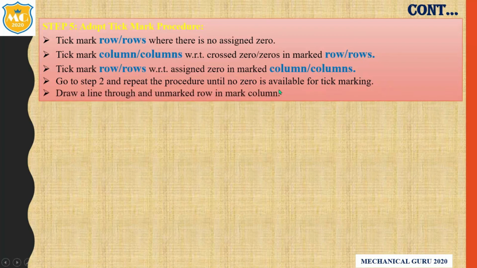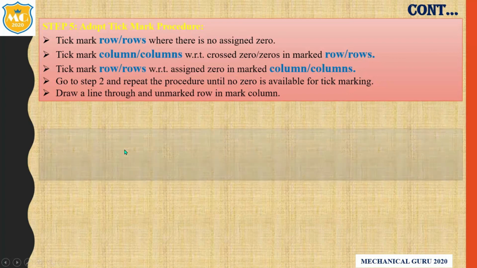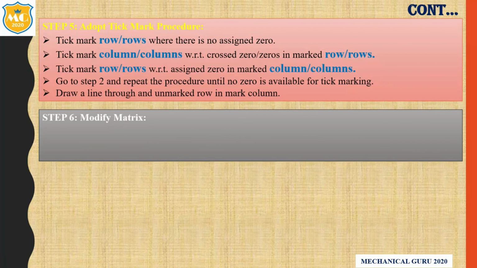Then next, draw a line through each unmarked row and marked column. Okay, so here step number 5 is completed. Now we will go to step number 6, that is modify matrix, also called revise the reduced cost matrix.